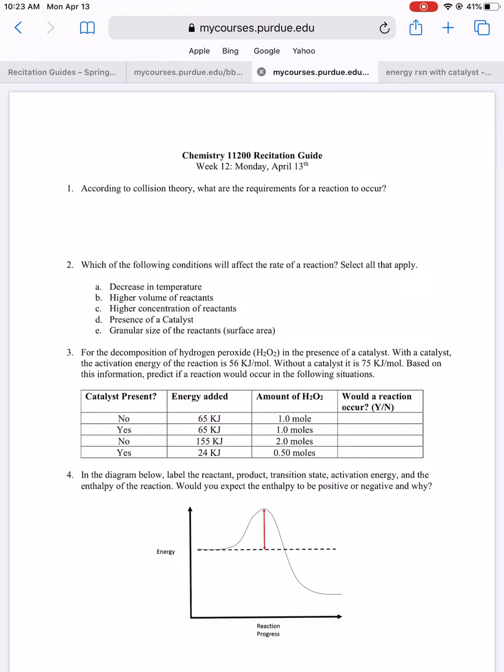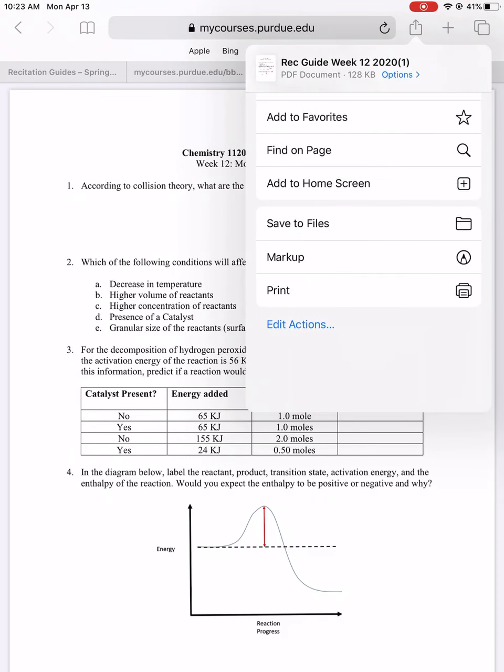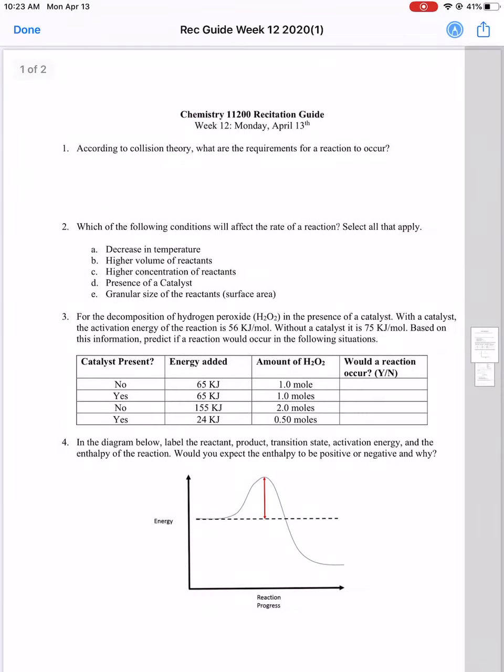Number one, according to collision theory, what are the requirements for a reaction to occur? We have three. Our first requirement is that the particles collide.